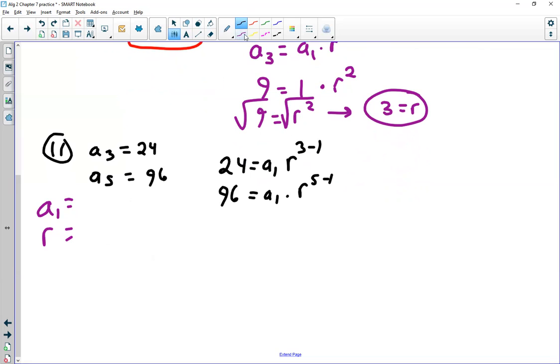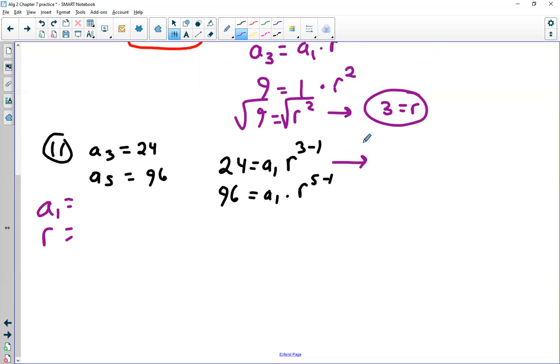Wouldn't it be easier to just do the dividing one for that? The dividing one, like 96 minus 24 over 5 minus 3? That doesn't work because that works for arithmetic. This is geometric, so you need a different system for that. The instructions say this is a geometric sequence, so please find the formula.